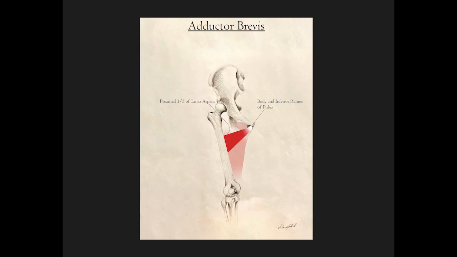And if you have a brevis, you're also going to have a longus, okay? So we're also going to have an adductor longus that is going to be superficial to that, which attaches to this body of the pubis, and instead of the proximal 1/3, it attaches to the middle 1/3 of the linea aspera, like so, okay? And that's how you're going to see that.